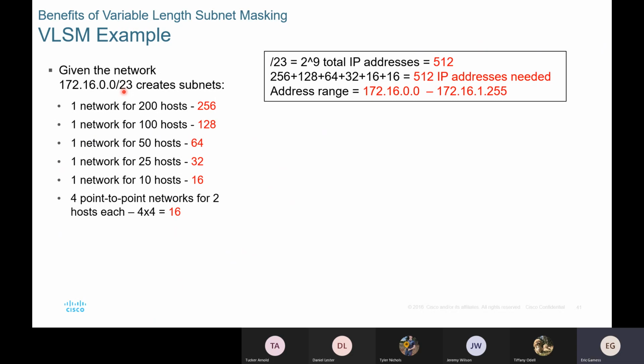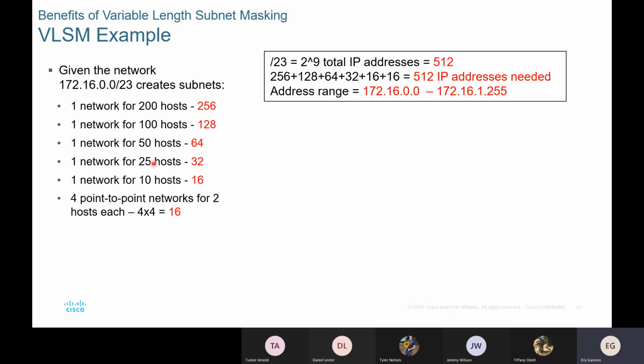32 minus 23 is 9. So 2 to the power of 9 is 512. So the total number of IP addresses in the original network is 512 IP addresses. Okay? Let's say that I have several departments in my company.